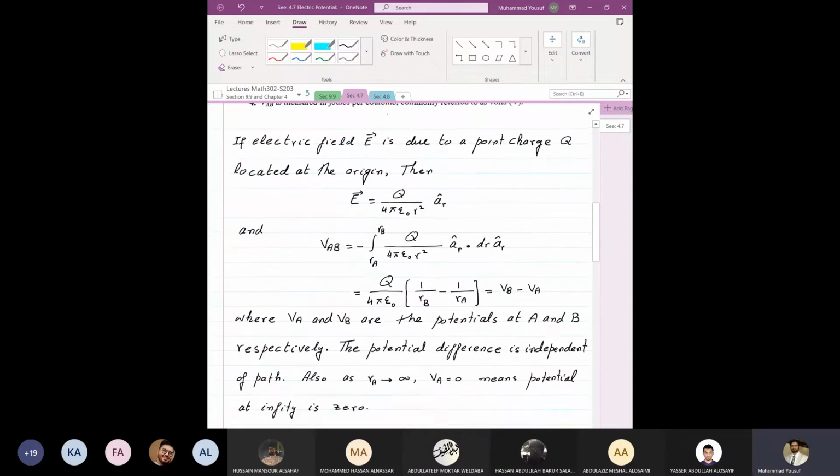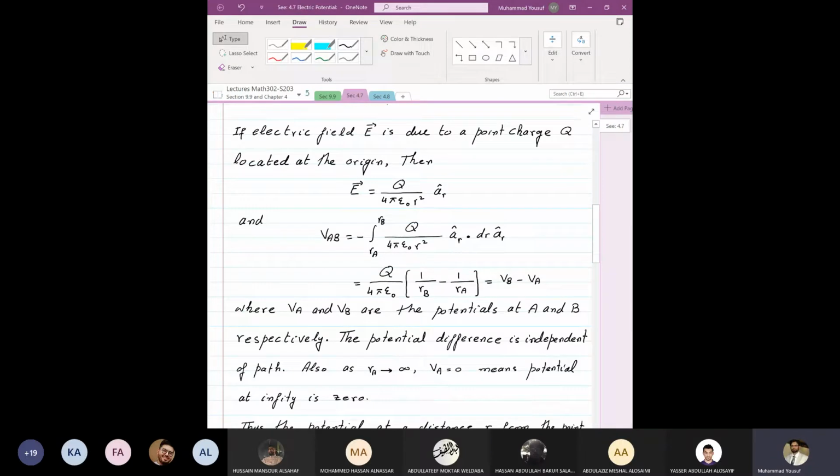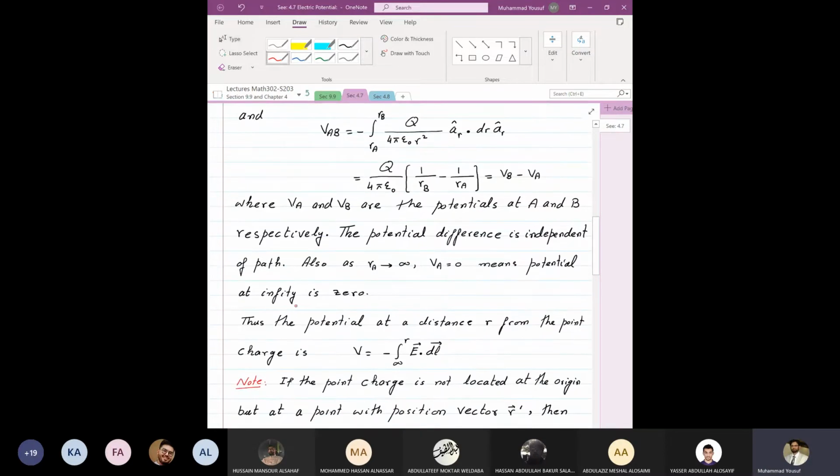So this is V_AB, where V_A and V_B are the potentials at point A and point B respectively. The potential difference is independent of path. If one point, say r_A, is at infinity, then when r_A goes to infinity, V_A will be equal to 0. The potential at infinity is considered to be 0.